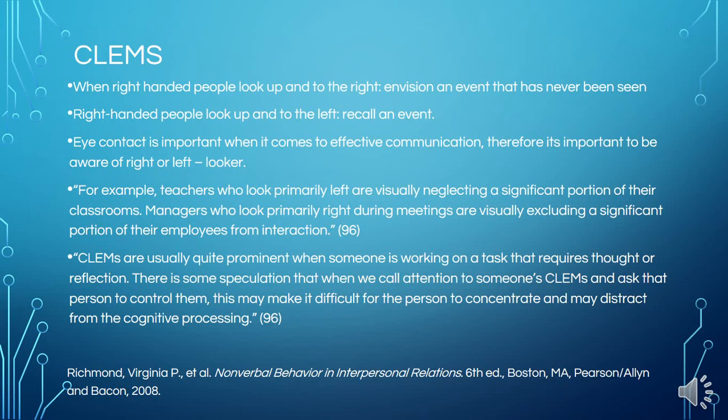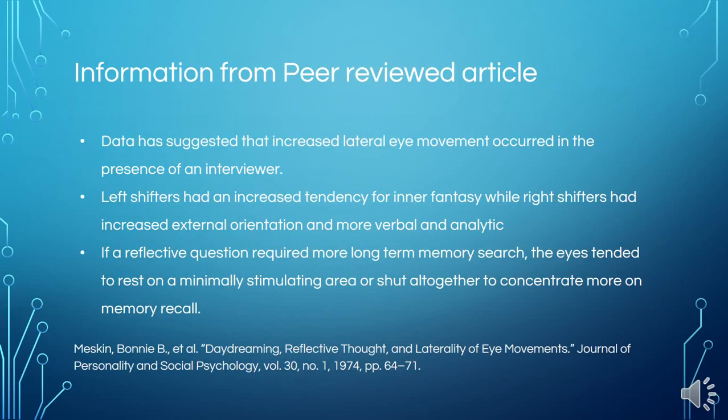When you ask somebody a question, they're either going to look left or they're going to look right. When right-handed people look up and to the right, that means they're trying to envision something that they've never seen. When right-handed people look up and to the left, they may be recalling an event or a memory.